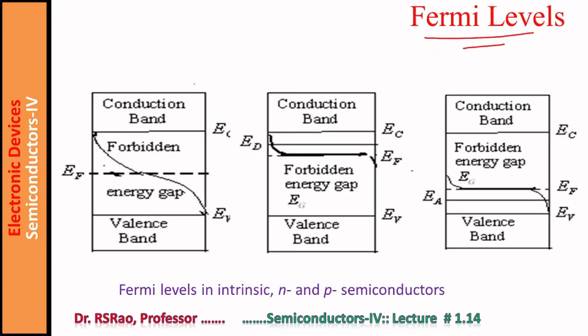Fermi levels for different types of semiconductors are shown. When I say different types, I mean intrinsic, n-type, p-type. In the case of intrinsic, this is the Fermi level. In the case of n-type, extrinsic, this is the Fermi level. It is not the average, it is somewhat lower than ED. In the p-type case, it is above EA. In the case of intrinsic, of course, it is the average of EC and EV, in the middle of EC and EV.